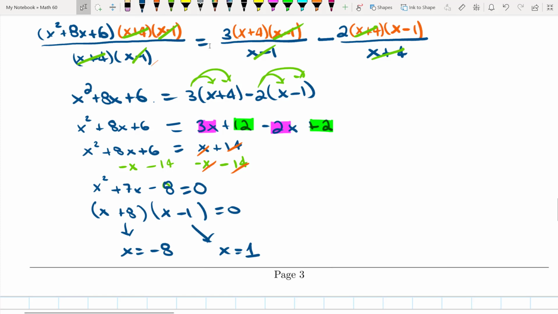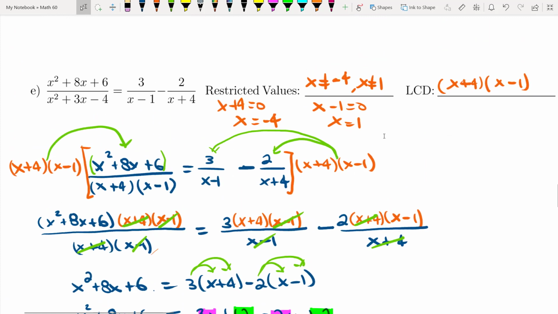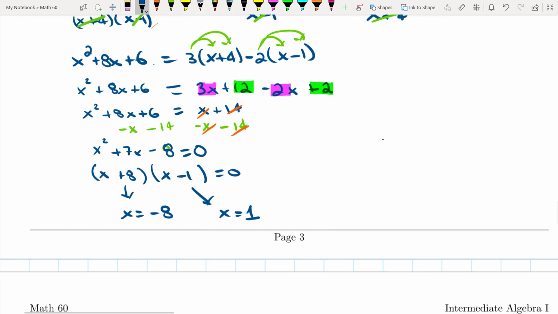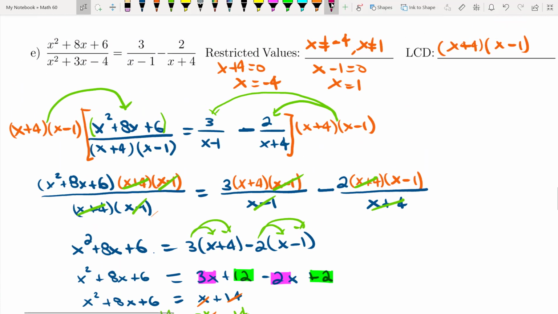All right, now let's compare this with the restricted values. So negative 4 and 1. It turns out that negative 8 is an okay solution. However, x equals 1 is not a solution, and that is because x equals 1 is one of the restricted values right here, right? See how x equals 1 that I just highlighted is one of the restricted values.